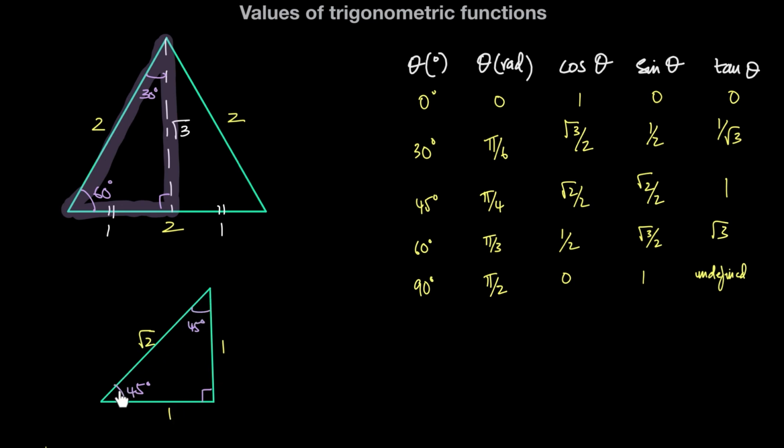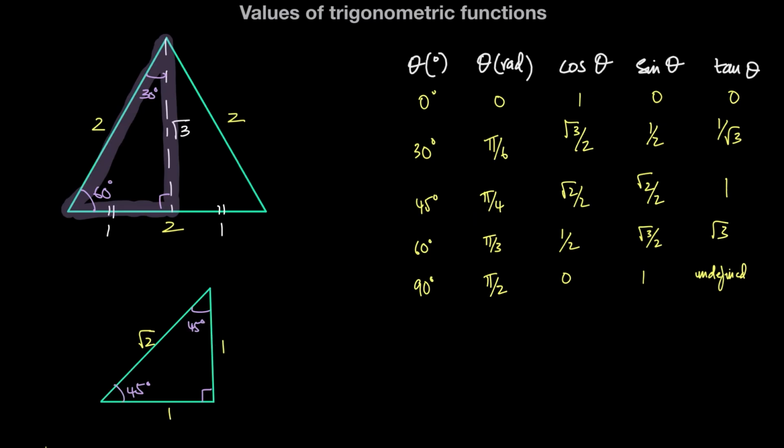And we know that the sine of 45 is just the opposite over the hypotenuse, and the cosine of 45 is the adjacent over the hypotenuse. So that's just 1 over square root of 2, which is the same as saying square root of 2 over 2. And the tan is just the opposite over the adjacent. So tan of 45 degrees or pi over 4 radians is just 1 divided by 1.